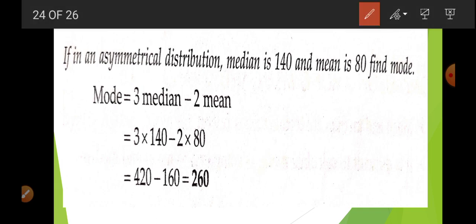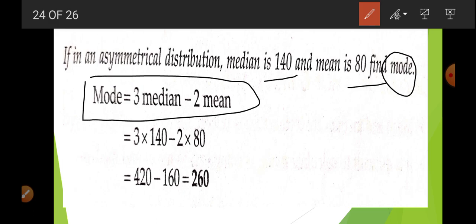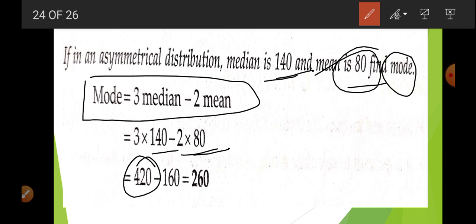Okay, here is given one question. If in a distribution the median is 140 and the mean is 80, find out the value of the mode. This is the equation for getting the mode, 3 median minus 2 mean. So median is 140 and mean is 80. So we multiply, so it becomes 420, and 2 times 80 is 160. When we subtract we get 260. So this is the value of the mode.